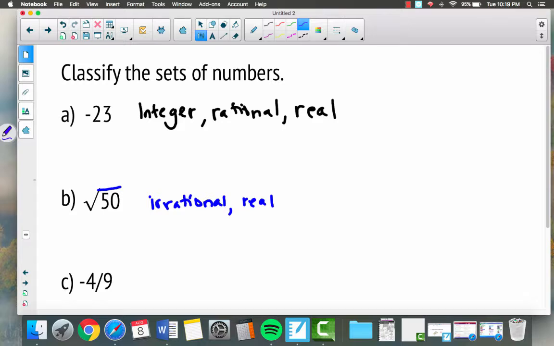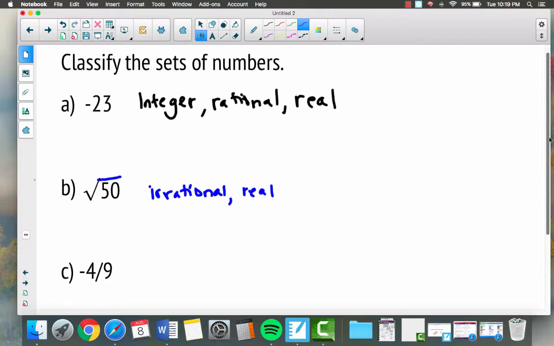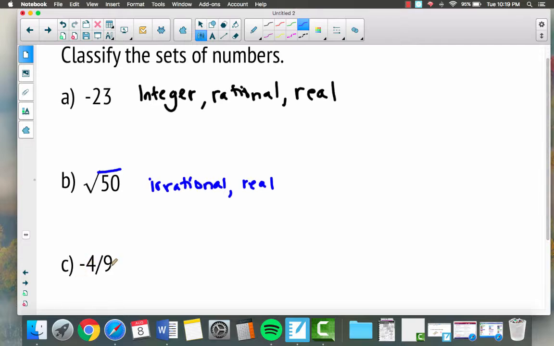All right. Then next, we're going to be talking about fractions here. So we've got a negative 4/9. Remember, fractions have to be rational, so we can write that right away: rational. And we also know this is a real number. We can have a fraction in real life. Now, can it be an integer? Well, we said integers were negatives, but the rule says that integers can't be fractions. That's too specific. So in this case, we only have 2 classifications. It's rational and it's real. It is not an integer because it's a fraction. Integers are going to be the whole numbers.